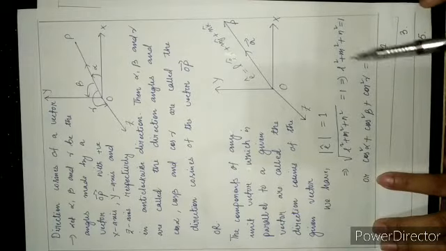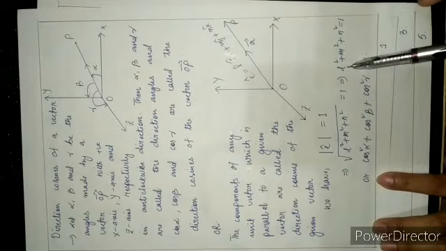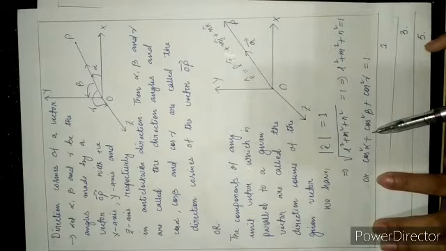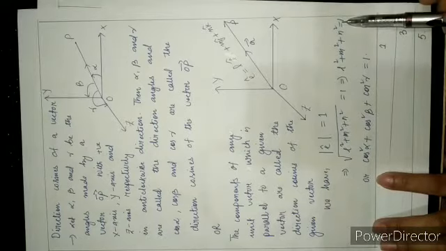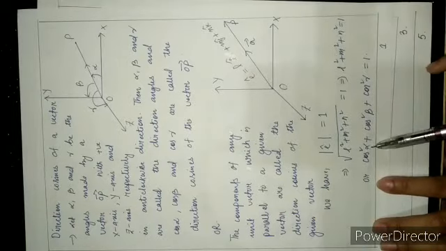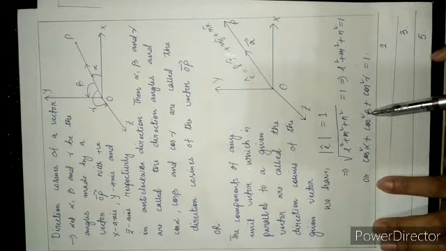So this is the rule of direction cosines, explained both in terms of components and in terms of angles. The sum of the squares of the direction cosines is 1, and in terms of angles, cos square alpha plus cos square beta plus cos square gamma equals 1.